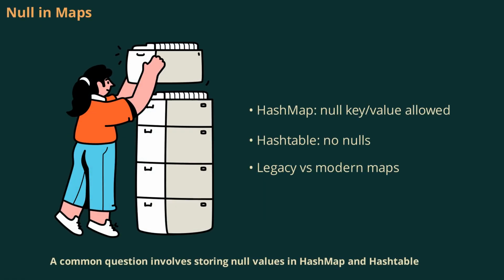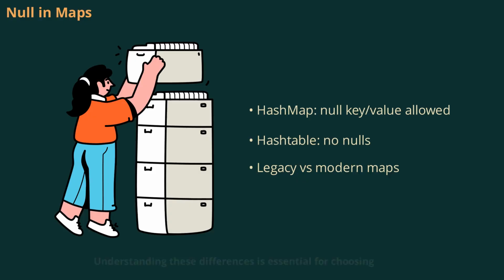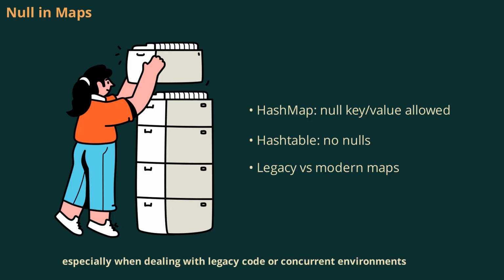A common question involves storing null values in HashMap and Hashtable. In HashMap, you can have one null key and multiple null values, making it flexible for various use cases. However, Hashtable does not allow null keys or values, as it predates Java's collections framework and was designed for thread safety. Understanding these differences is essential for choosing the right map implementation in your projects, especially when dealing with legacy code or concurrent environments.